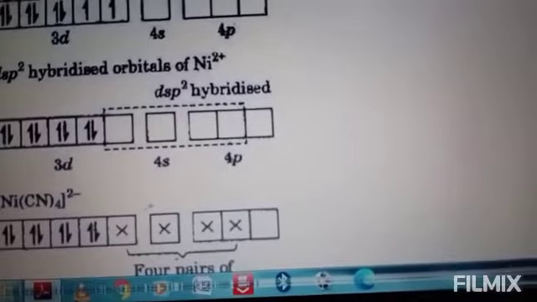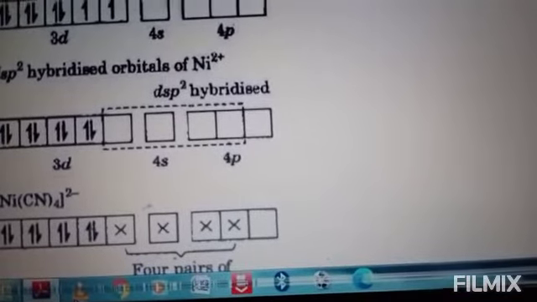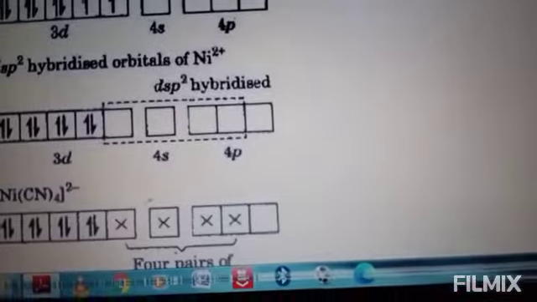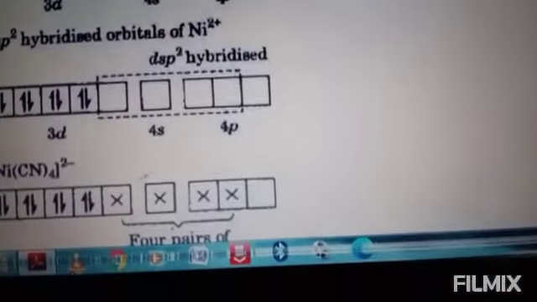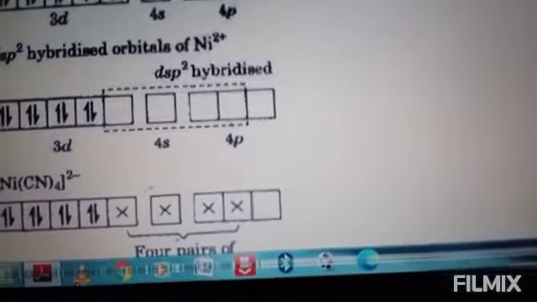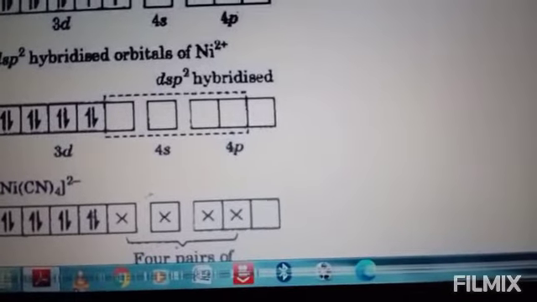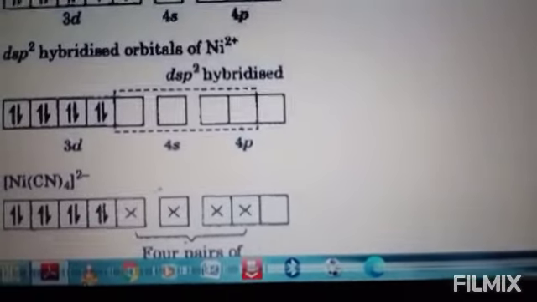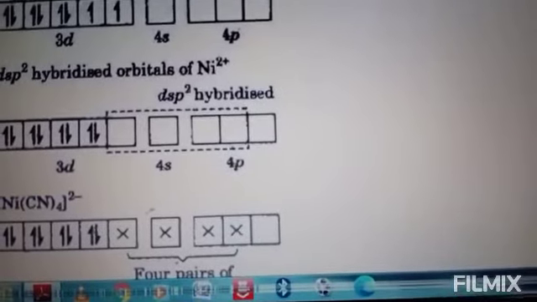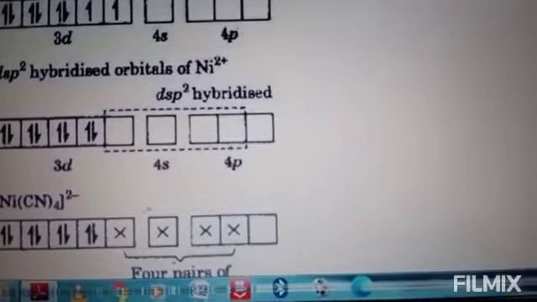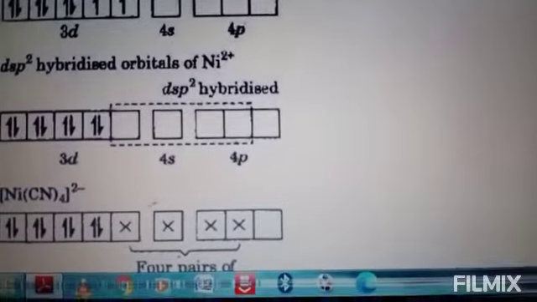In this, 1 from 3d, 1 from 4s and 2 from 4p, the electron pair of CN will stay there. So in the arrangement, what did you get? In the last arrangement, we got all the electrons paired, isn't it? So [Ni(CN)4]2- will have paired electrons, meaning diamagnetic. Okay, so like this you need to find out the magnetism.